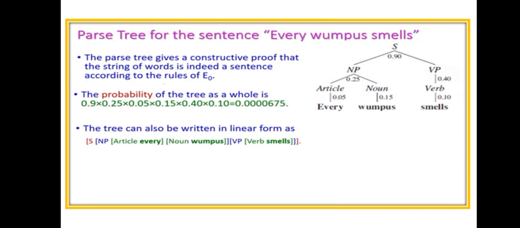So next one is the noun phrase. If the noun phrase is formed with an article and a noun, that is given in the table. If the article comes, it means 0.05 with the word every. If the noun comes with the word wumpus, that is 0.15. And if the verb phrase is formed, it means 0.4. If the verb comes with smells, that is 0.1. So if you put it all together in mathematical form, you multiply all the probability values from top to bottom. Then what is the probable acceptance of this sentence that we are able to get? The probability of acceptance, or probability of formation of the sentence, we can represent in a mathematical and numerical expression form.